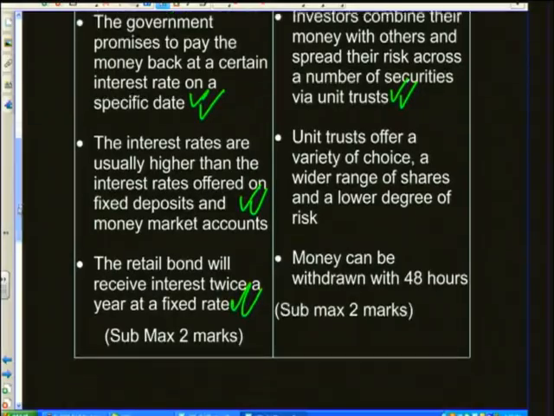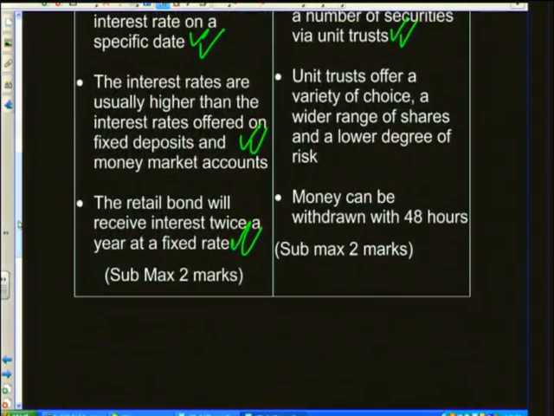Right. Then unit trusts offer a variety of choice and a wider range of shares and a lower degree of risk. Right. Because we have diversified, we're going to have a lot less risk going forward. That's what we want to try and manage. We want to manage our risk. We don't want to take unnecessary risks, but we also don't want to be in a situation where we don't take any risks, because then we're not going to grow our money. Unit trust offers you the advantage that you can diversify your risk a little bit more, so that you are not in a situation where you could lose your entire investment.